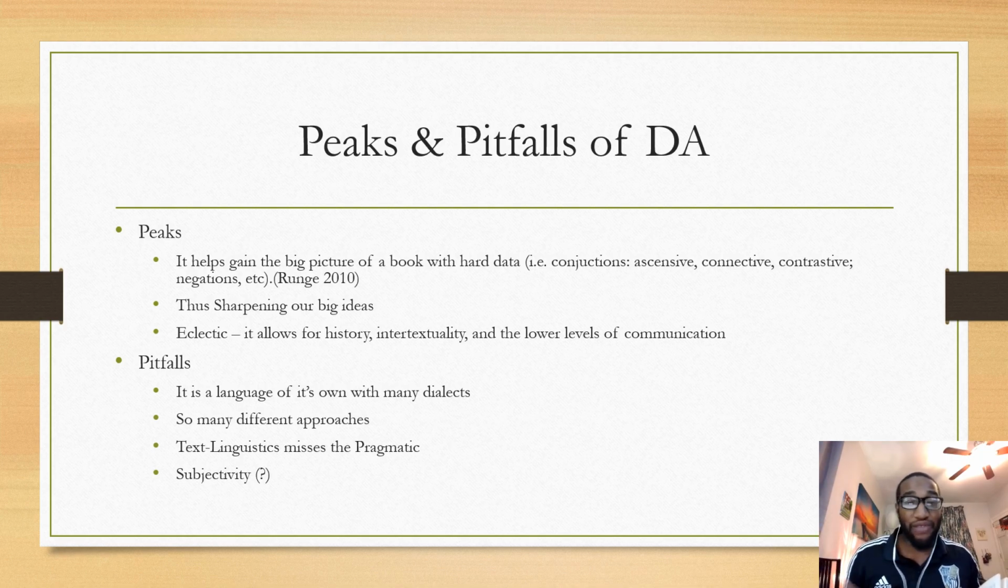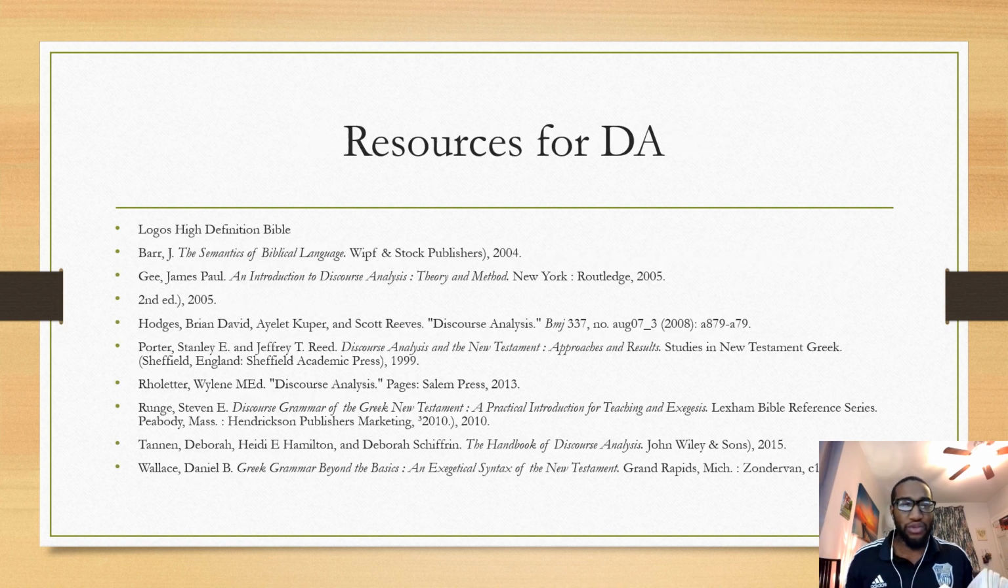It is a language of its own with many dialects, and there are so many different approaches. Also, text linguistics alone only shows you the order of the thoughts. It can help you get to the order, but it doesn't interpret the data. That's where the pragmatic points come in, and so we need both the pragmatic and the text linguistics. And on the note about subjectivity, I'm not completely convinced it's subjective unless it's some of the social things.